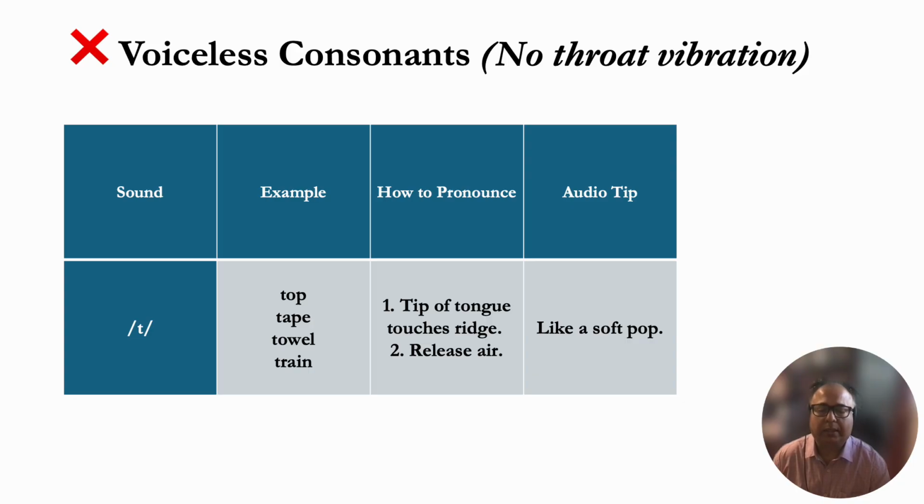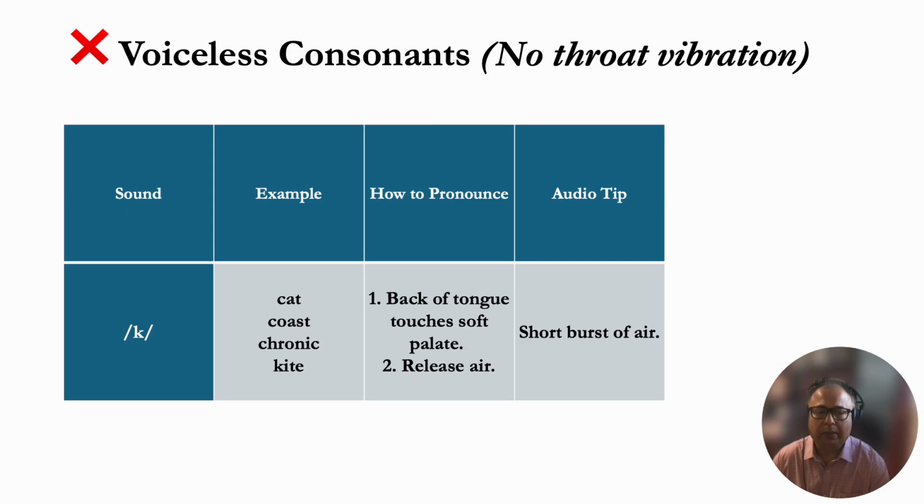The next consonant sound is an alveolar sound. T, t, top, tape, towel, chain. This time, remember that the tip of your tongue touches the alveolar ridge. So you make that contact with the tip of your tongue. T, t, tape. Just like a soft pop you'd hear. Tape, towel. All right?